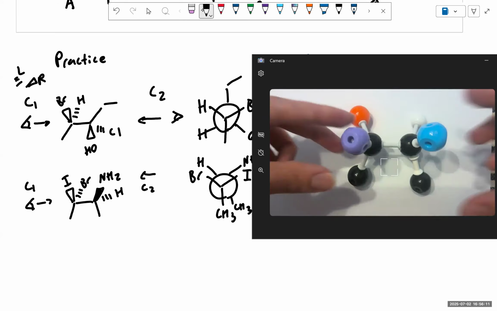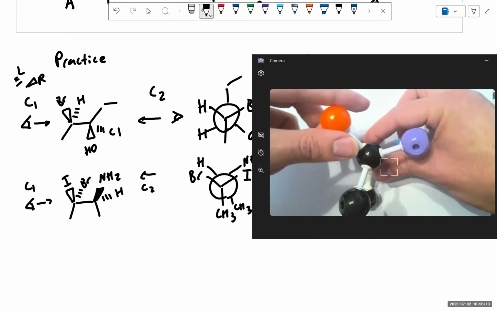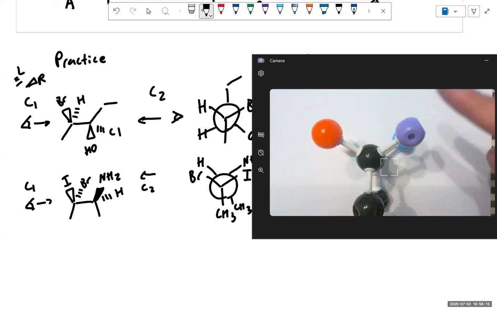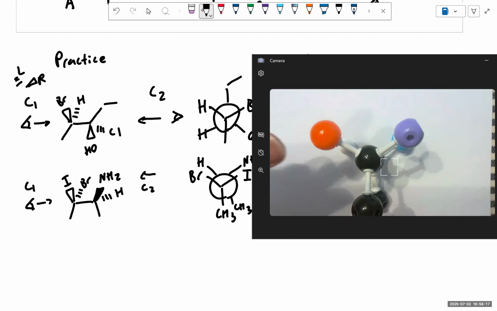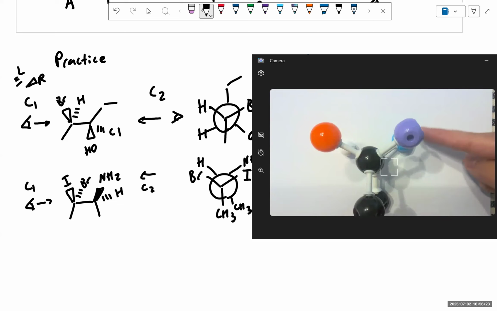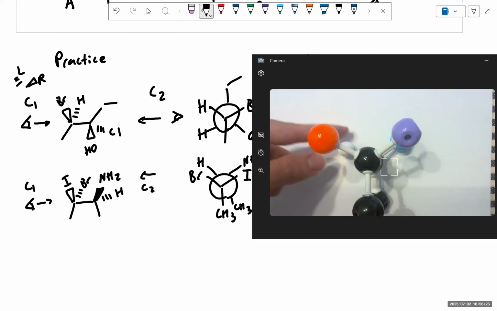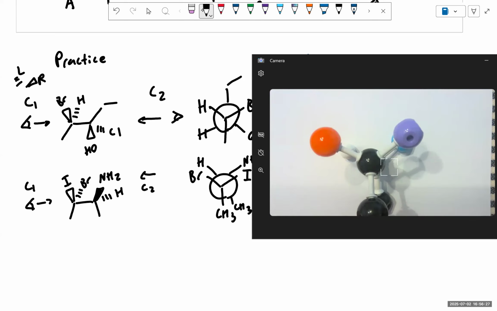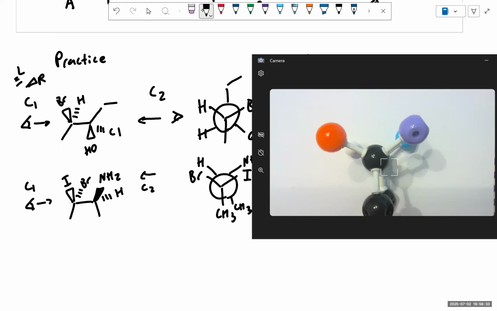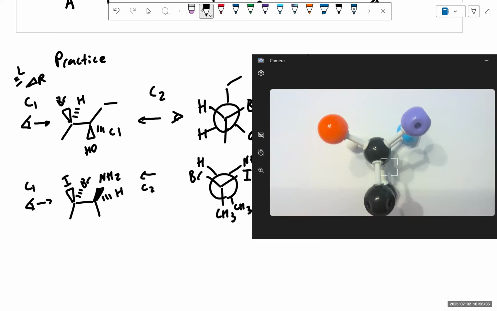Let's now check that. So looking down carbon 1, we see the iodine is on the right. The bromine ends up on the left. The amine ends up on the right. The hydrogen ends up on the left, and both of the methyl groups are pointing down. So everything looks good.